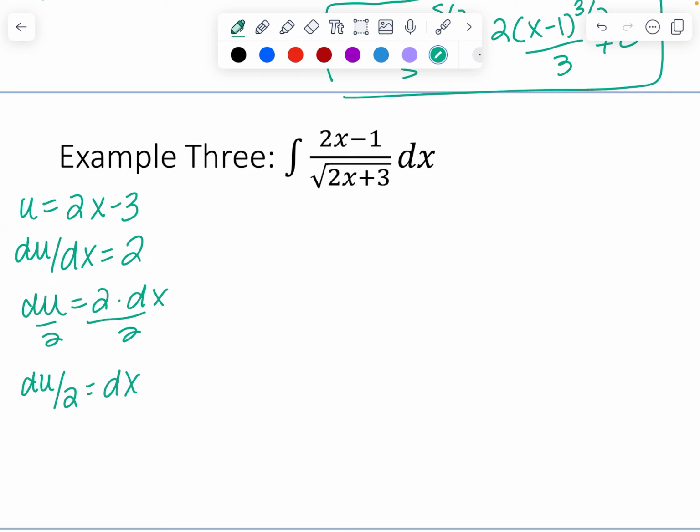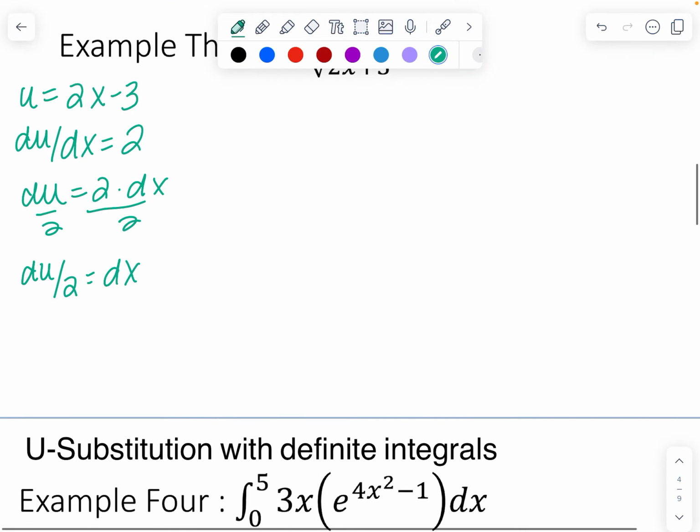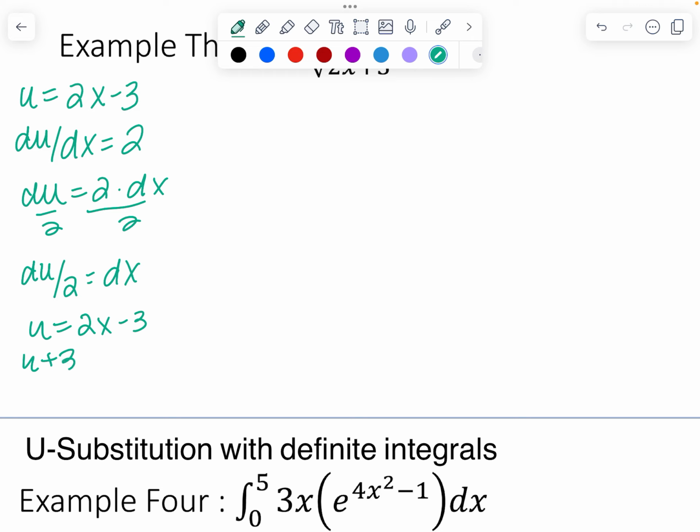And again, if I were to plug in this expression for dx, that's not going to cross off this 2x minus 1. But if you guys remember, just like the last time, u equals 2x minus 3. So let's go ahead and solve for x here. I would add 3 on both sides. I would get this. I'll divide both sides by 2, and I get u plus 3 over 2 equals x. And so now I'm just going to plug some of this stuff in, and it'll work out great.